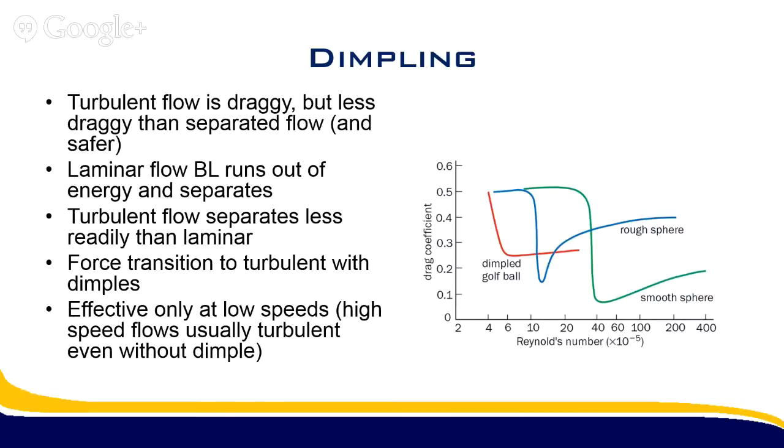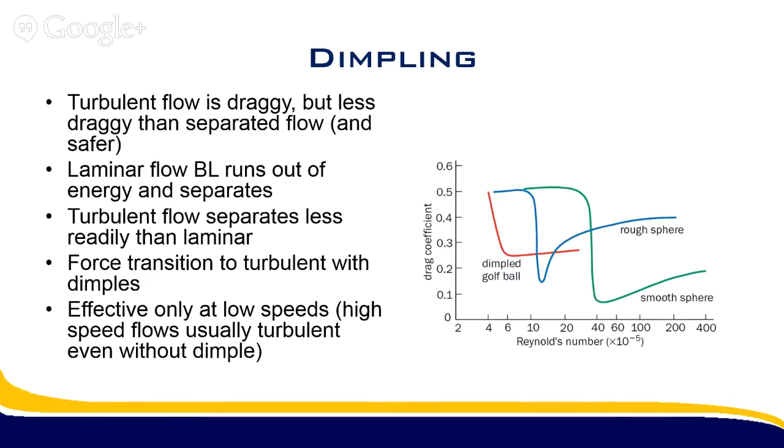So basically, we force that transition pretty soon with the dimples because it's a rough surface, so it's harder for straight parallel streamlines, and we cause it to go turbulent immediately. This is great for golf balls because they're small objects and they travel at relatively low speeds, so their Reynolds number is actually really small.